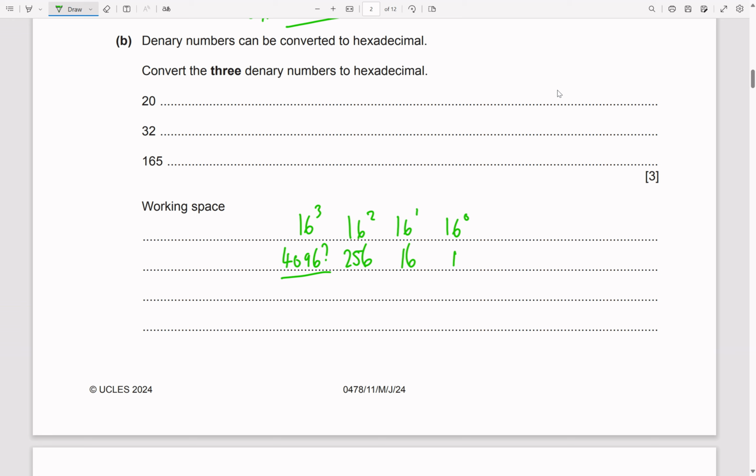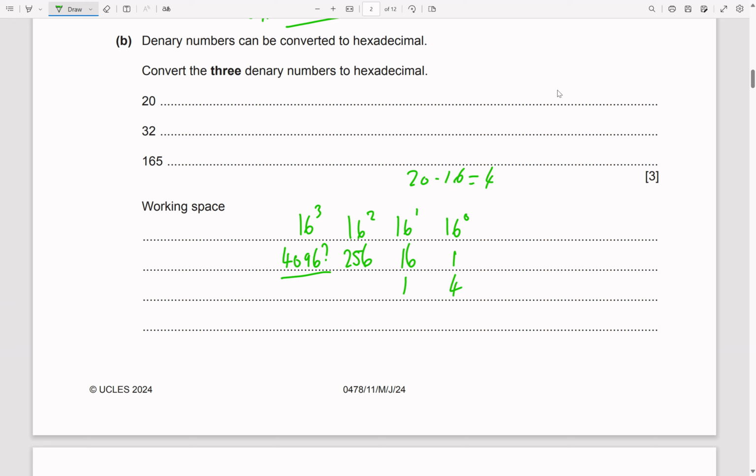Possibly this is correct. Anyway, first we want to convert 20. We can see 1 is not big enough, so we have to go to 16. We're going to have 1 16, and then 20 minus 16 is going to give us 4. So we have 4 remaining, so that's going to be 14.